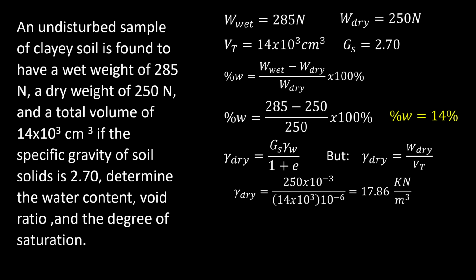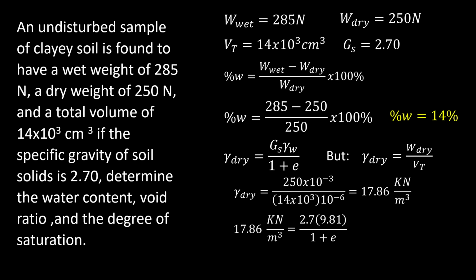And now, we have already calculated for the value of the dry unit weight, and we have it as 17.86 kilonewton per cubic meter. After calculating the dry unit weight, we can then now solve for the void ratio e by using the previous formula. Dry unit weight equals to Gs times unit weight of water, all over 1 plus e. Now let's do the direct substitution.